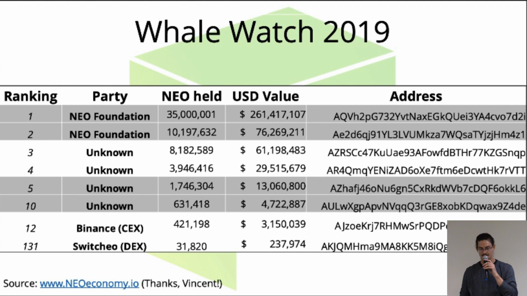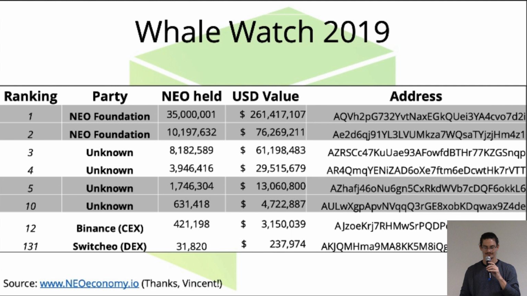And then after the top 5, we start seeing a dramatic drop down. We're no longer in wallets that own a million coins. We start going into the hundreds of thousands. But then there's also the Binances of the world that rank number 12 with 400,000 coins. So the more exchanges we start seeing, it's going to be interesting to follow those wallets and see how much NEO they accumulate.